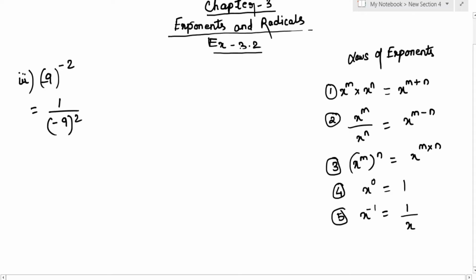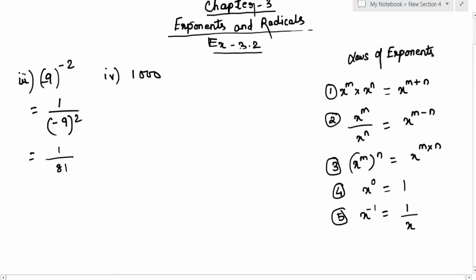Now here you can see that after taking the reciprocal, the square of minus 9 is 9 9s are 81, and minus into minus is plus. Now coming down to the fourth part, the fourth part is 1000 to the power minus 1 by 3.